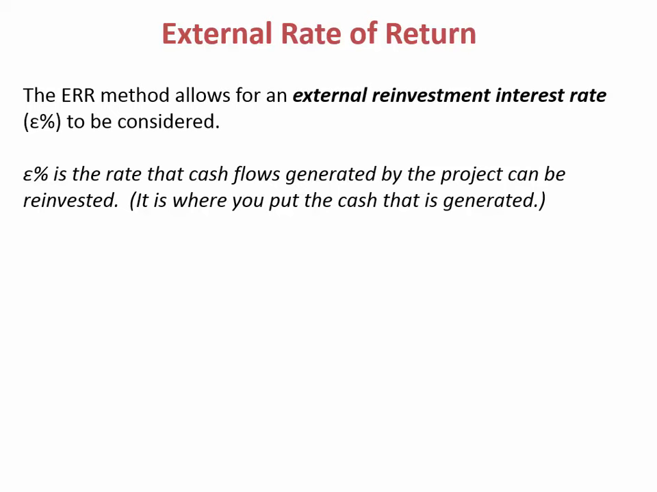So here's what gets a little confusing. There are two interest rates. There's the rate at which your revenue is generated, and then there's the rate at which you earn on the profits. And so you're generating cash at one rate, and then you're reinvesting it at another.